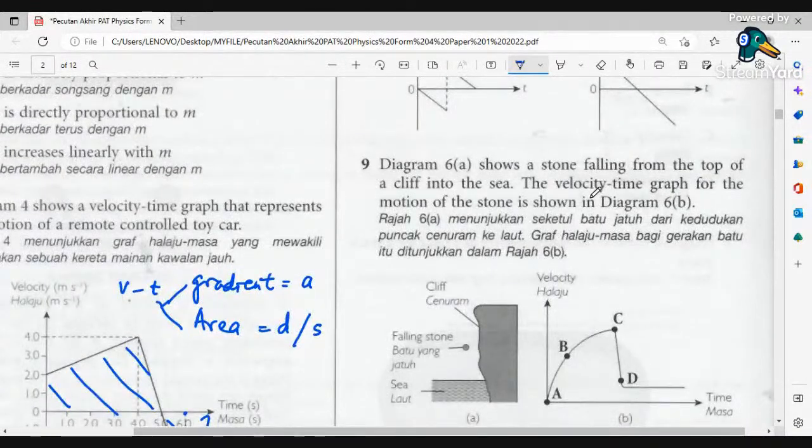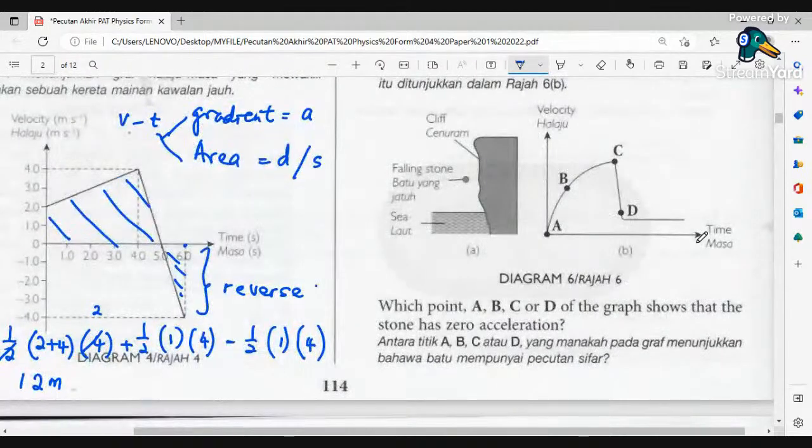Okay, number 9. Diagram shows a stone falling from the top of a cliff into the sea. The velocity time graph shown in diagram 6b. Which point ABCD of the graph shows that stone has zero acceleration? Di mana zero acceleration? Okay, remember VT graph, gradient equals to acceleration. If acceleration 0 means gradient 0. Mana line gradient 0? Okay, don't worry about the question, the diagram and the graph. It looks complicated, but if you understand, I think shouldn't be a problem.